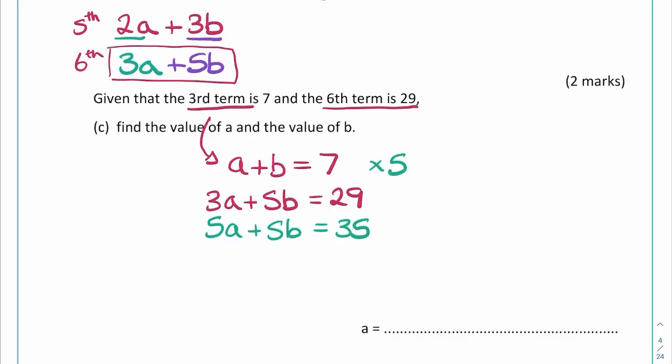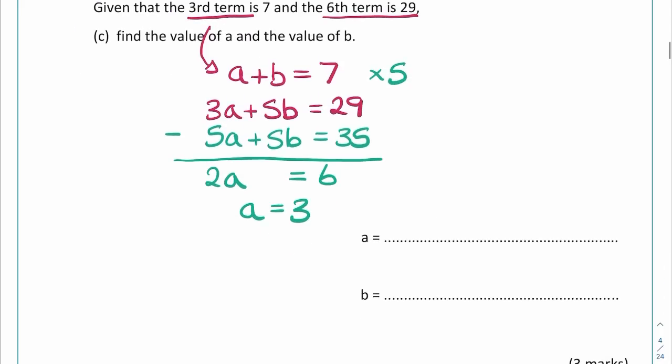And once the coefficients are the same, as long as those symbols are the same, all you do is take the equations away from each other. So 5A take away 3A, rather than doing 3A take away 5A, because I don't really want to deal with negatives. 5 take away 3 is 2A. 5B take away 5B has disappeared. And 35 take away 29 is 6. So if 2A's are 6, 1A must be 3. And that gives us A equals 3.